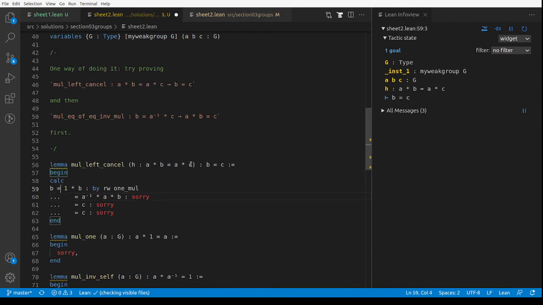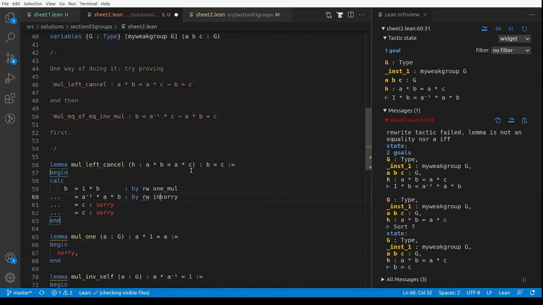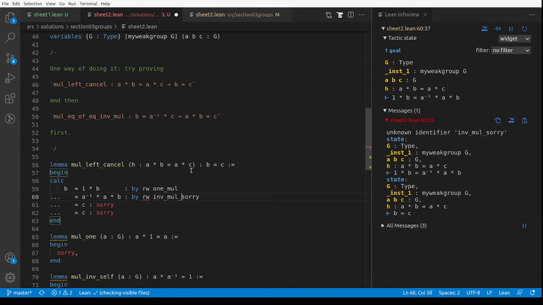There. Can I get these? Shall I line these up with this? I'm trying to make it look good. There, and that equals A inverse times A times B, and that's by rewrite. That would be inv mul self, I guess.